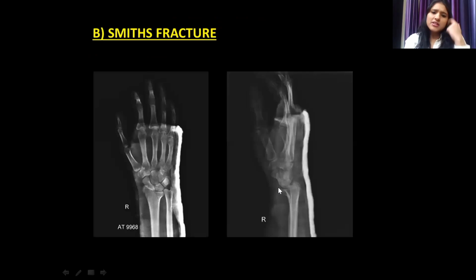When the tilt is ventral, as seen in this radiograph, then it's a Smith's fracture. So on this PA view, you can see that there are lucencies, there is cortical discontinuity, and on the lateral film, we can see volar tilt of the distal fracture fragment.